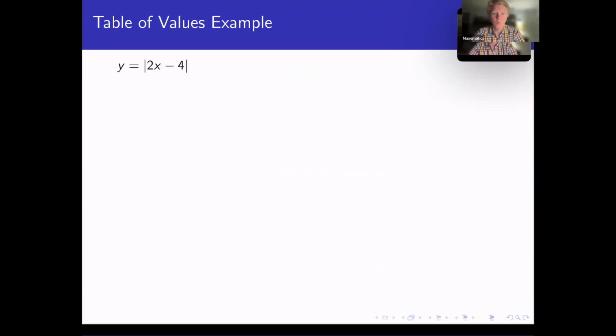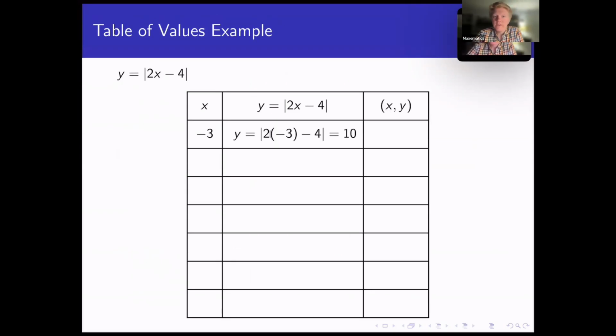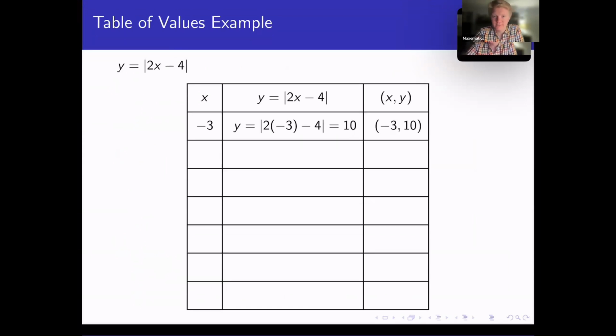Let's do one more. y equals the absolute value of 2x minus 4. Okay, let's plug in -3 for x. 2 times -3 is -6. -6 minus 4 is -10. The absolute value of -10 is +10. So that means we have a point at (-3, 10).